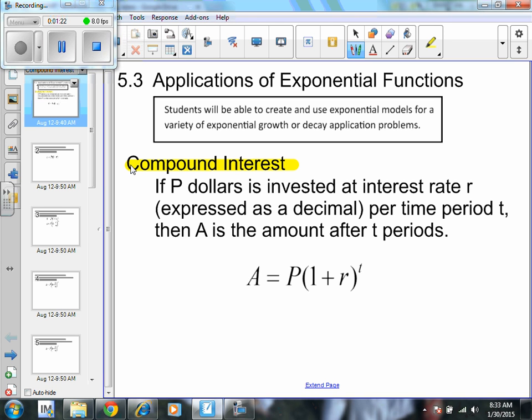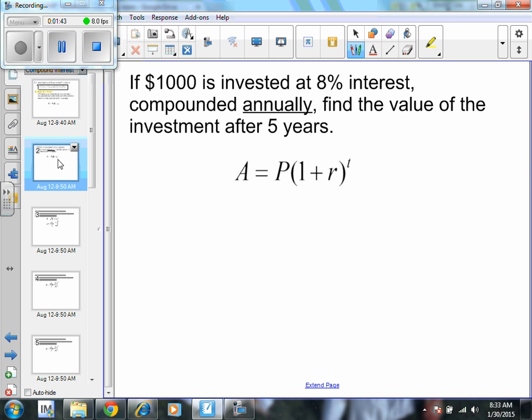If P dollars is invested at interest rate R expressed as a decimal per time period T, then A is the amount after T periods. And that's the formula that's given here. Make sure you have all of that in your notes. We're going to use that formula in the next problem. I'm going to pause this and wait for you to write all of this down.